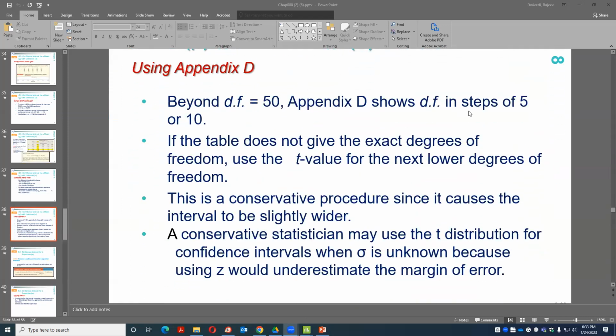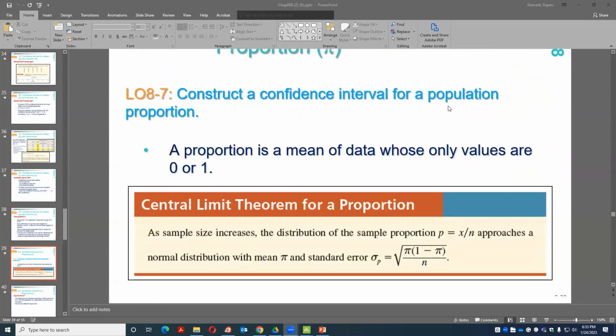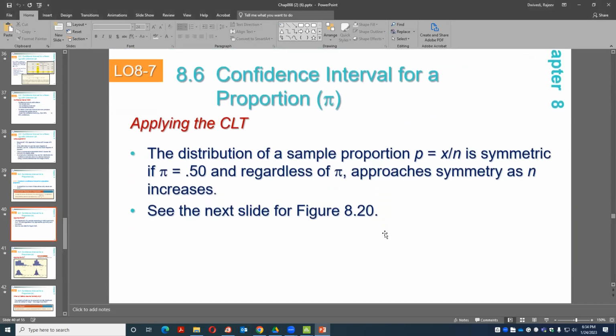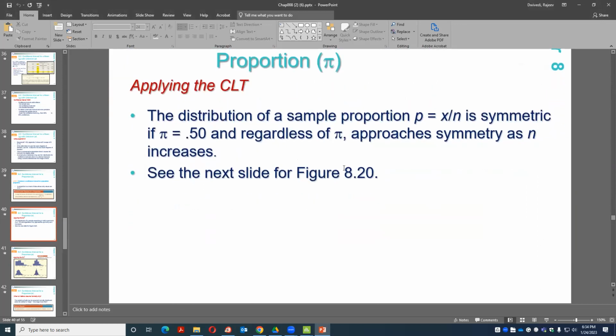Beyond degree of freedom and all these things, now we come to the proportion. We were talking about the mean; now we will talk about proportion. If you want to see the proportion, it is x upon n, like we did in binomial, the proportion value, pi value or p value. So pi and standard error, this is the formula here.